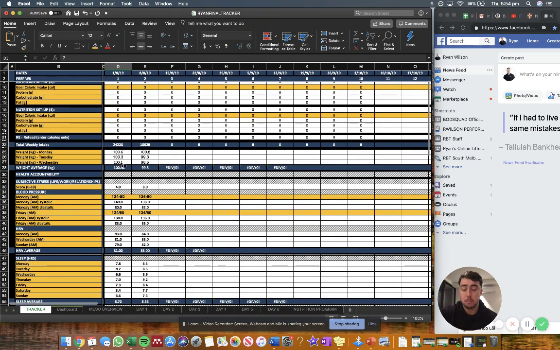Just below that is the body weight average. So we have 3 consecutive days. The reason for consecutive days is to account for fluid variation. So it's the most accurate indicator of body weight. That's the average there.